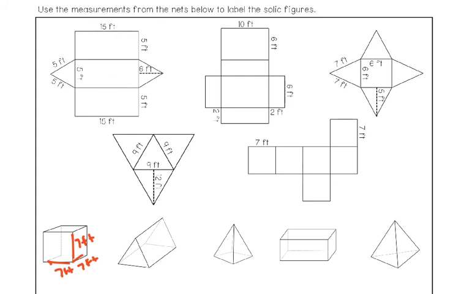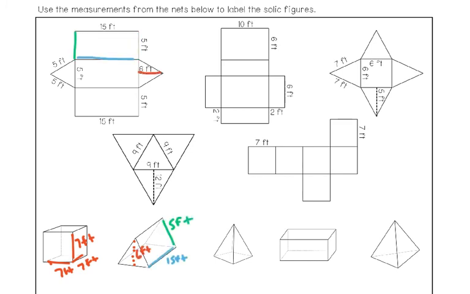So now you want to take a second and use the measurements from this net and put them on this triangular prism. Here's a hint. For the height, you can see here is a dotted line. You're going to want to put a dotted line here on this triangular base. So pause the video now and then press play when you're ready to check.